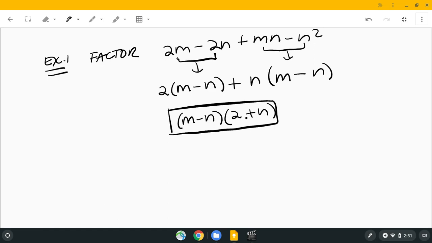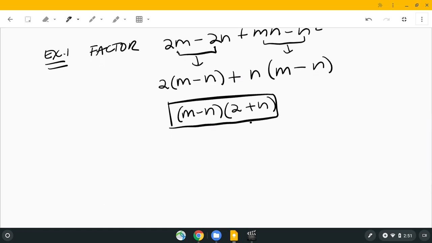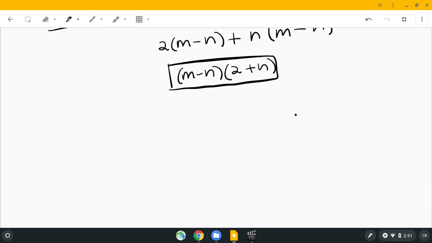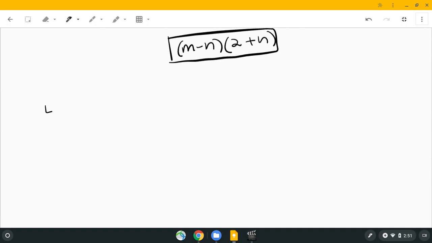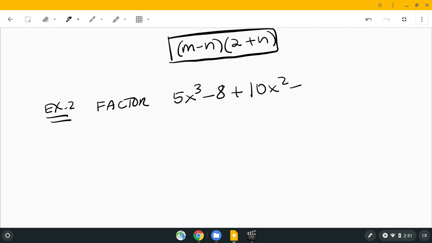Once you have it written as a product, then you've factored. Okay, so let's take a look at another example. Let's go ahead and factor 5x cubed minus 8, plus 10x squared minus 4x. All right, so this is my first group. This is my second group, right? So let's start with the first group.